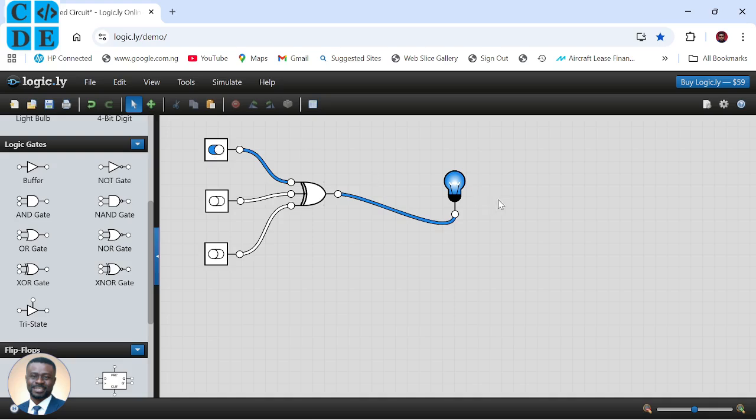Let's make one input 1, and you'll see the output is 1. If we turn this off and make another one 1, it's still on. Make the third one on, it's still on. Let me try with 2 ones. See, with 2 ones, it goes off. But if I make it 3 ones, it's on. So when the number of ones is even, the output is 0. If it is odd, the output is 1. Remember that 0 is for off and 1 is for on.